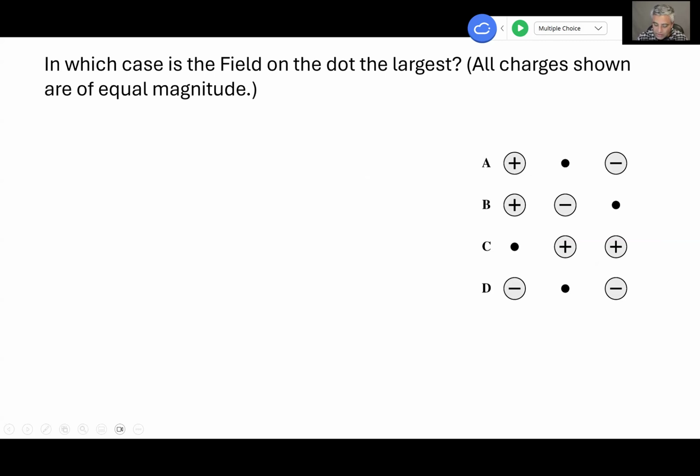So over here, there is this point over there. So there is no charge. So there are these charges that are shown. Now it's asking in which case the field on the dot is the largest. And all the charges have equal value. What value they are, I don't know. Probably we don't need to know. Okay.